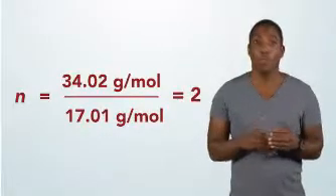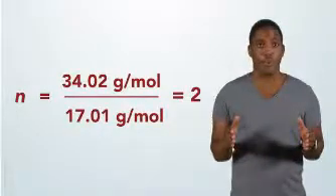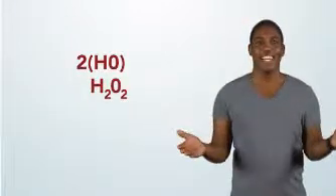Finally, we multiply all the subscripts in the empirical formula by that number. And there we have it. Ta-da! The molecular formula for hydrogen peroxide.